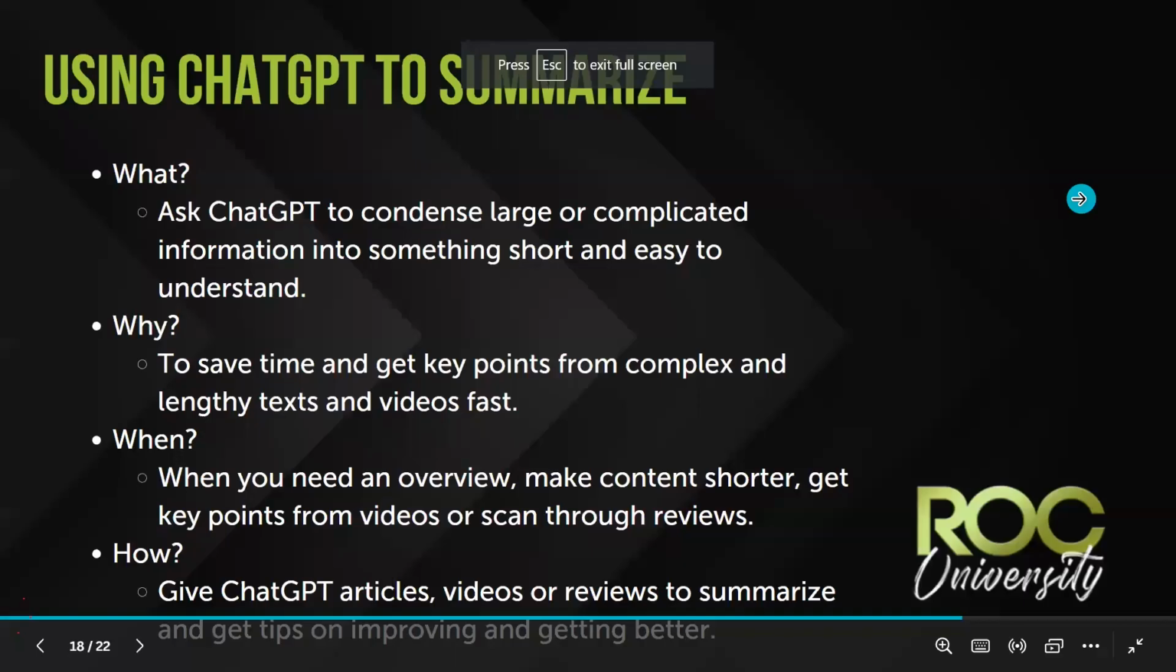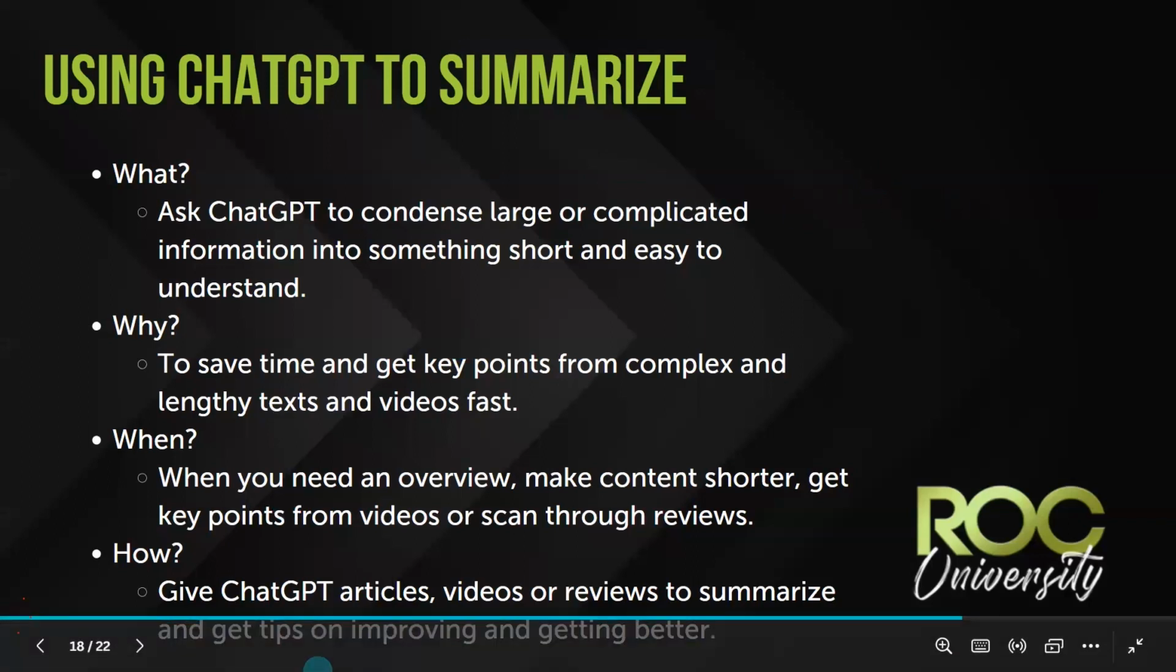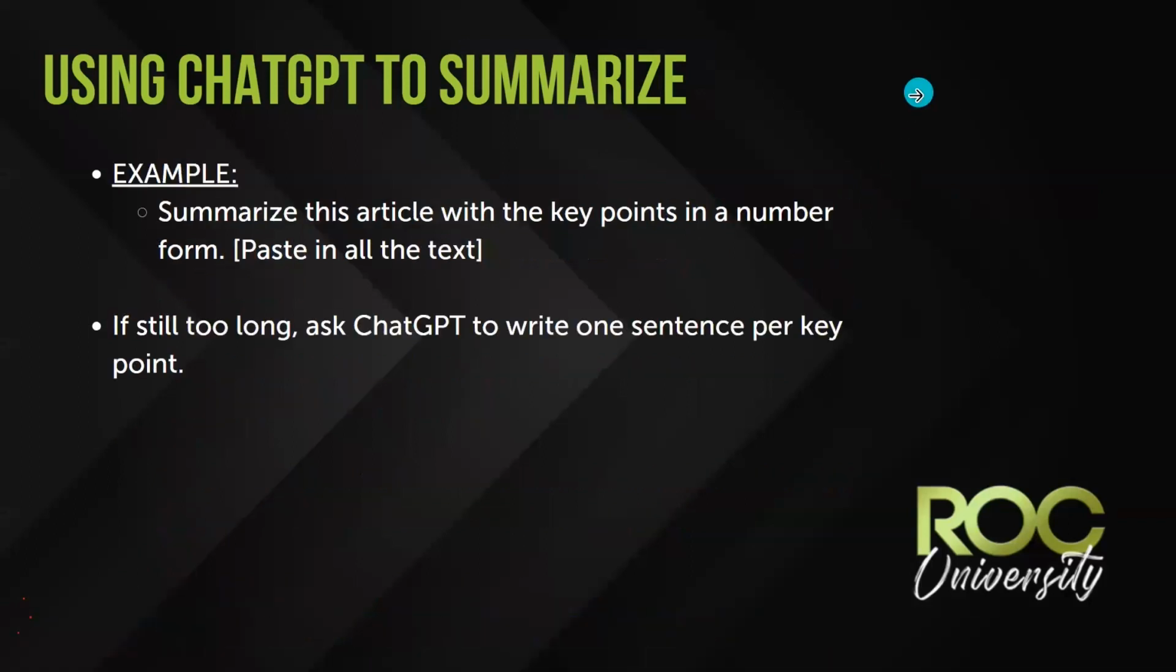All right, we got a couple more here. So using ChatGPT to summarize. Asking ChatGPT to condense large or complicated information into something short and easy to understand. You'd want to do this to save time and get key points from complex and lengthy text and videos fast. When you need an overview, make content shorter, get key points from videos, or scan through reviews. How you're going to do that is you're just going to give ChatGPT articles, videos, or reviews to summarize and get tips on improving and getting better.